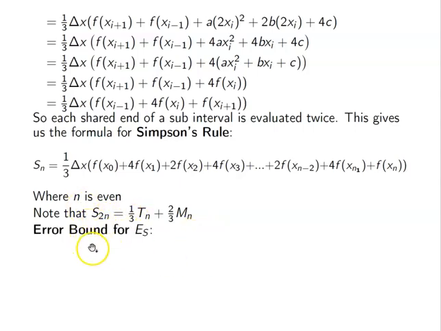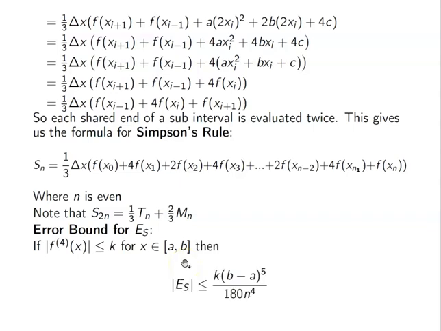So my error bound for Simpson's rule. If I'm using Simpson's rule, I need the fourth derivative of my function, and I need to bound that by some constant value k between my interval of a and b. So that error is then bounded by k times the length of the interval to the fifth power divided by 180 n to the fourth power.